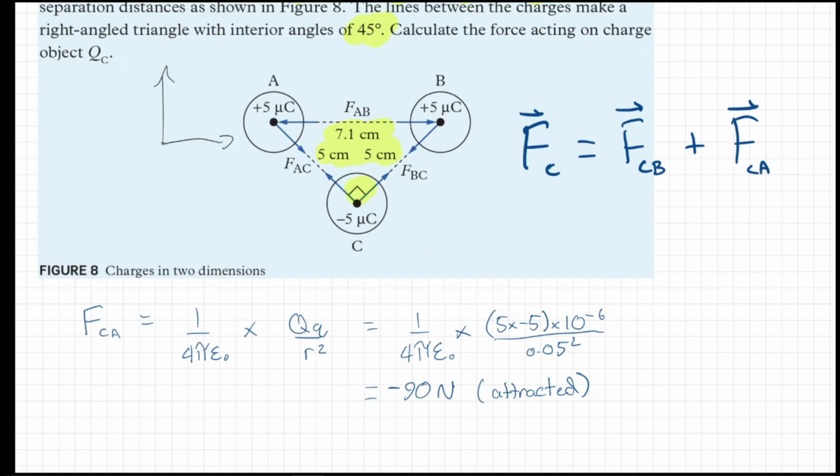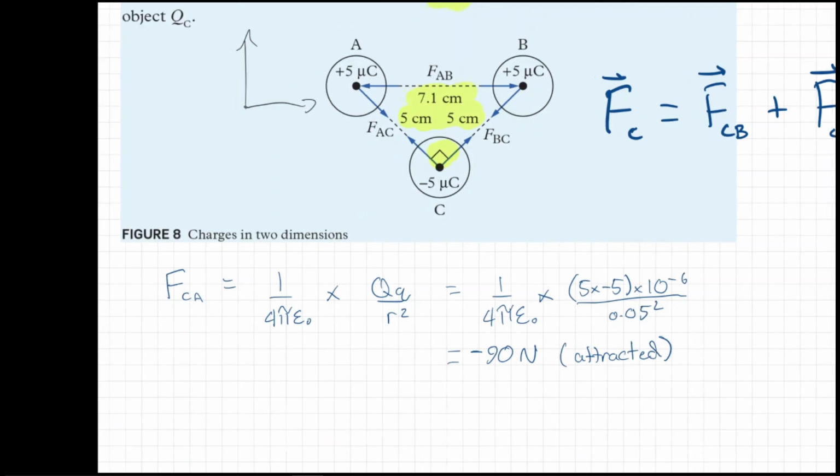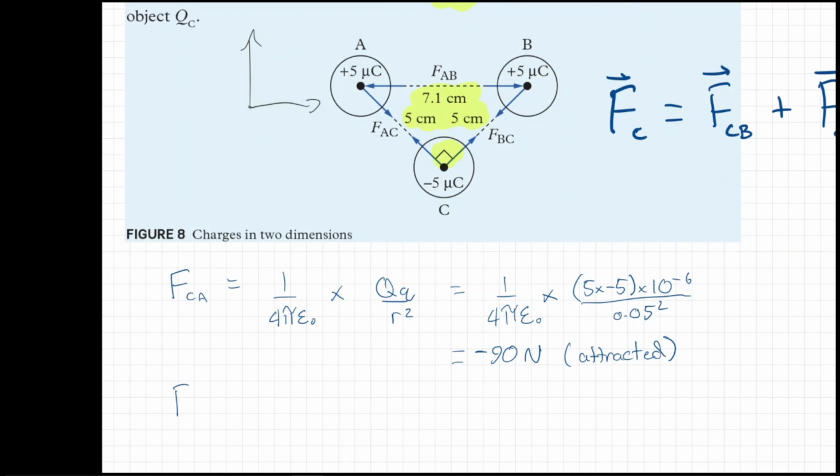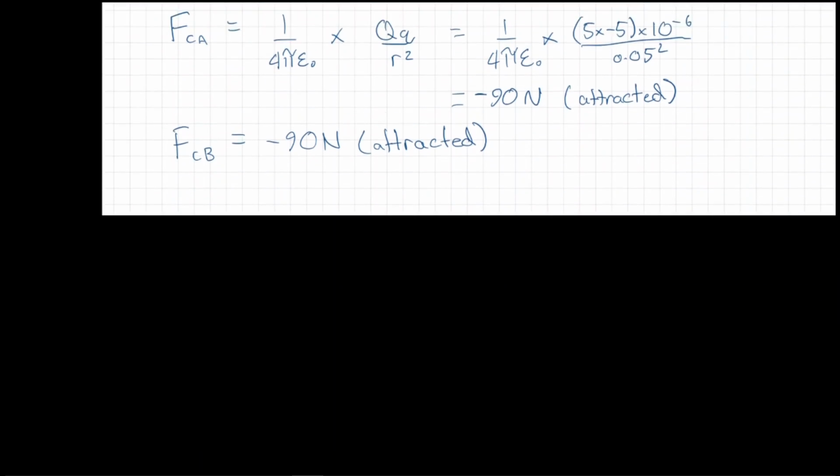Is that what other people got? Negative 90 newtons for FCA? And then did a bunch of you waste your time doing FCB? Hands up, confess. Who wasted their time and actually manually calculated FCB separately? Charges are all exactly the same, distance is the same, you know for a fact it's the same. Next page.